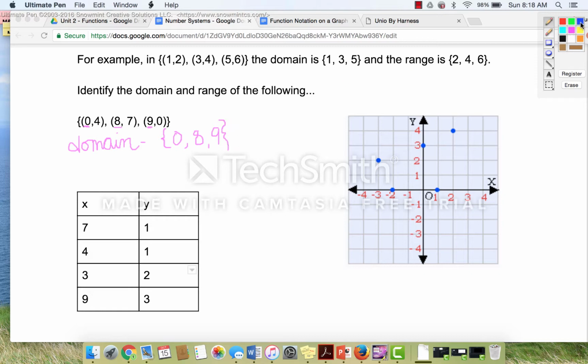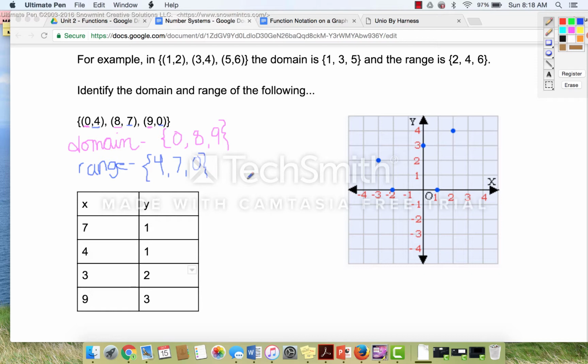And again, my range is going to work really similarly, just now I'm taking the y values. So I'm looking at my y values. I see 4, 7, and 0. So that's my range. So 4, 7, 0.